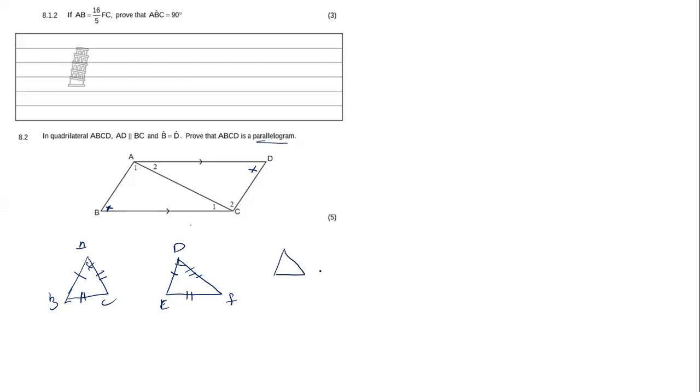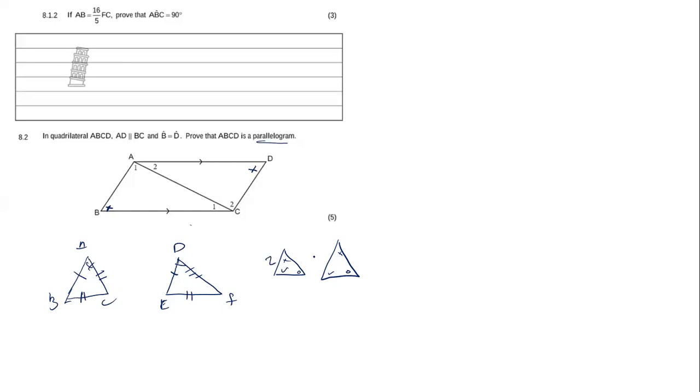Then, similarity. Triangles that are similar are not equal. They are in the same proportion. The only thing that is equal about triangles that are similar is that they have equal angles. They have the same angles. This angle is the same as that, and this angle is the same. These angles are the same. But the sides are not equal.